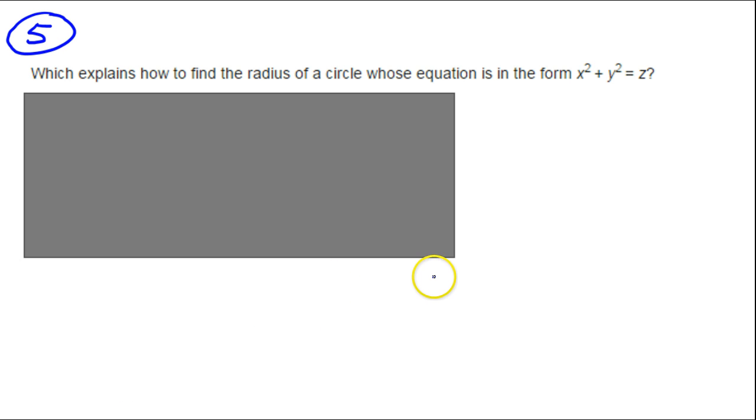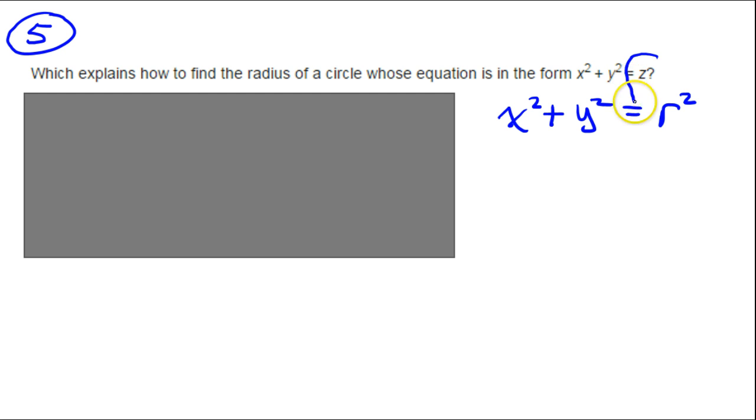Alright, this one's going to go really fast. It explains how to find the radius of the circle whose equation is in this form. Well, this is obviously a circle that is centered at the origin, because it's just x squared and y squared. So remember, compare this to the equation that we spoke of at the beginning. X squared plus y squared is equal to the radius squared. So these are the same.